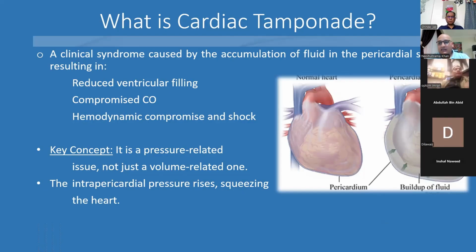So in this picture, we can see a normal heart and one heart which is filled with the fluid, and it is compressing the heart. Compressing means it is not giving a chance for the heart to expand or fill properly. So less filling means less ejection. Less ejection is directly compromising the cardiac output and stroke volume.